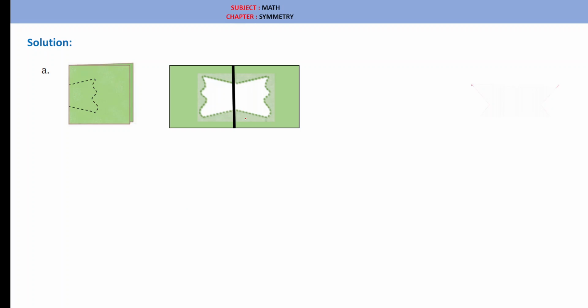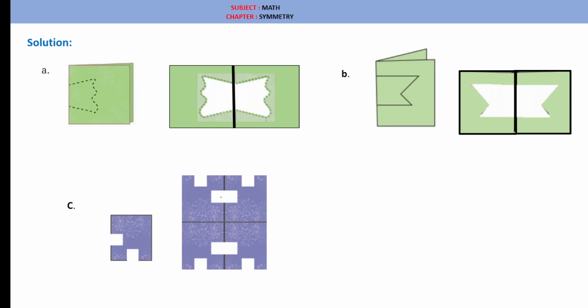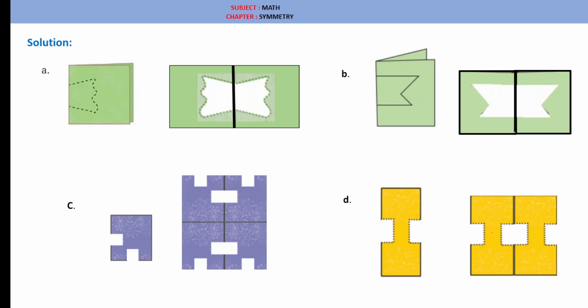Solution. We are going to get the first one like this, A, and the B figure we are going to get as shown in this one. The figure C, as we have folded this 2 times, we are going to get the 4 parts like this. Paper D, we are going to get like this. So you can verify practically by folding this paper.